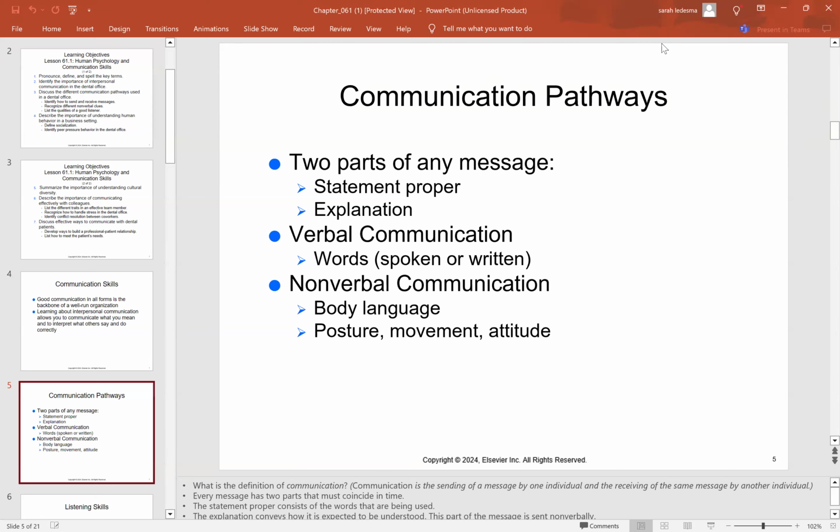Communication pathways. There are two parts of any message, the statement proper and the explanation. Verbal communication includes words spoken or written, and nonverbal includes body language, posture, movement, and attitude.